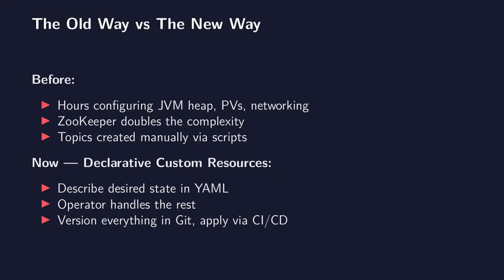Anyone who has configured Kafka manually knows the pain. 2 hours deciding JVM heap, creating persistent volumes, configuring networking. If you add ZooKeeper, multiply by 2. And when it finally comes up, you still need to create topics by hand. Red Hat Streams for Apache Kafka, based on Strimzi, transforms all this complexity into declarative custom resources. You describe the desired state, and the operator does the rest.